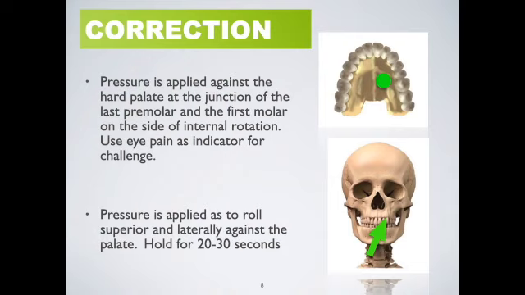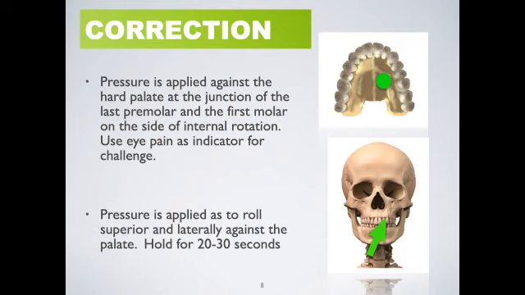Step 1 is on the side of internal rotation. We're going to press on the hard palate right near the junction of the last premolar and the first molar on the side of internal rotation. Now you can use eye pain or suprasternal notch, or if there's tenderness at the zygoma, to monitor your pressure, and you'll change the vector. You can change the vector a little bit and look for that optimal pain relief effect.